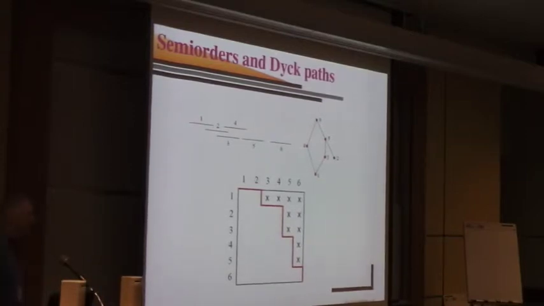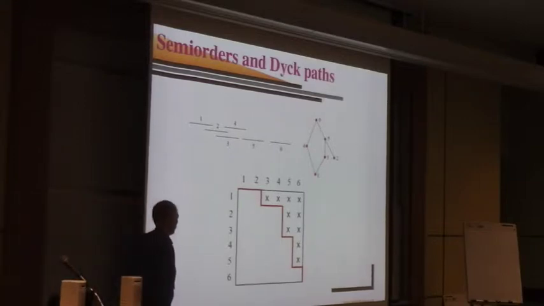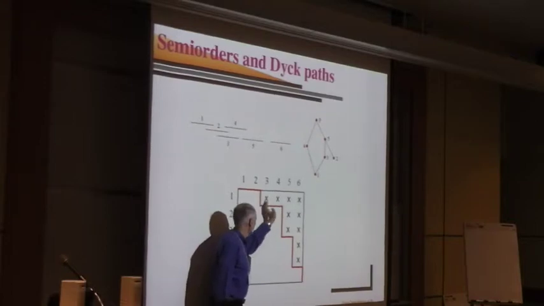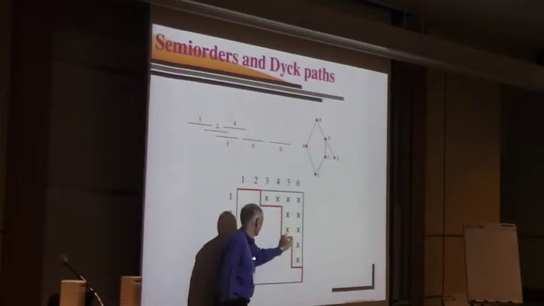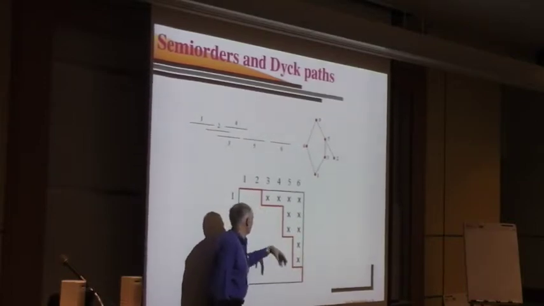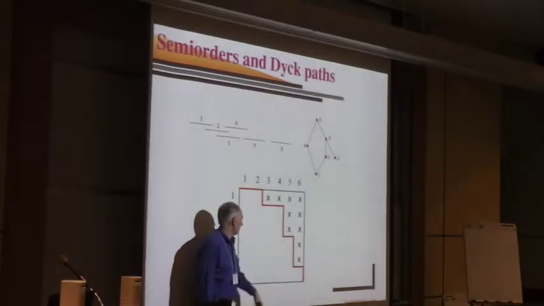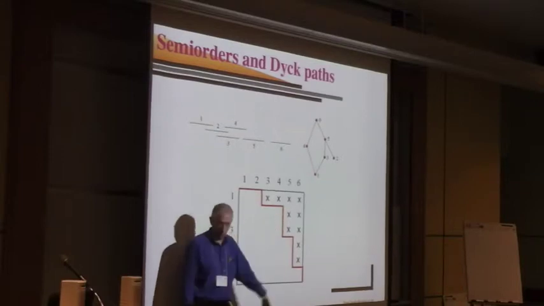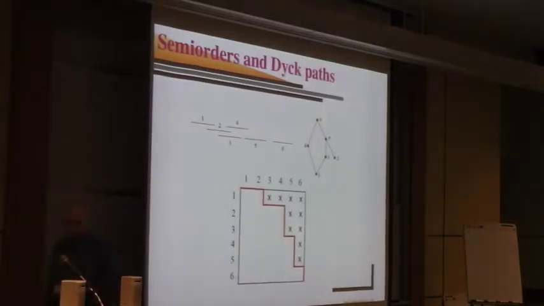In fact, another characterization of semi-orders is we can order the elements in such a way that this strict incidence matrix is essentially, the x's form a diagram of the partition, a Young diagram of the partition, reflected in the usual way it's drawn.